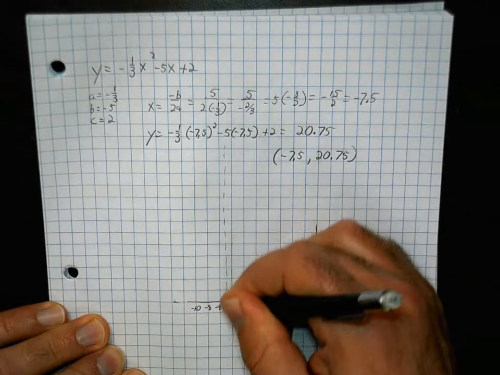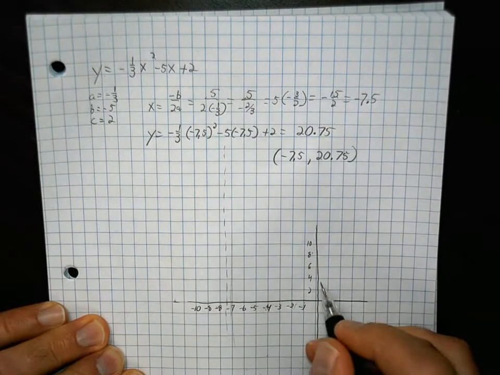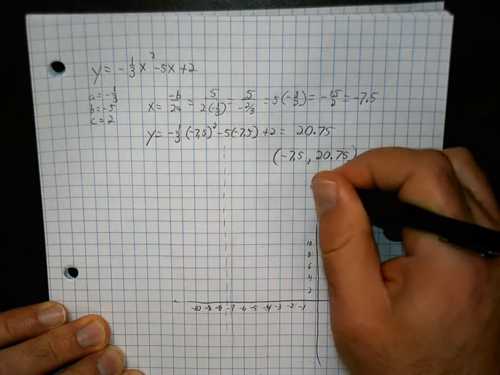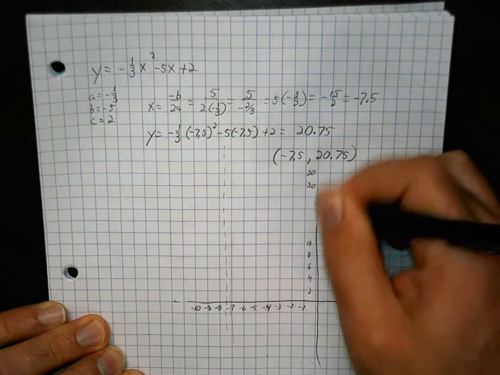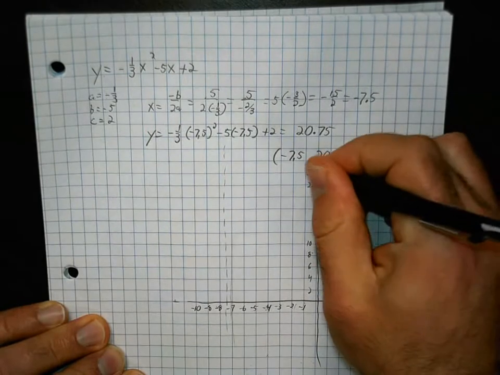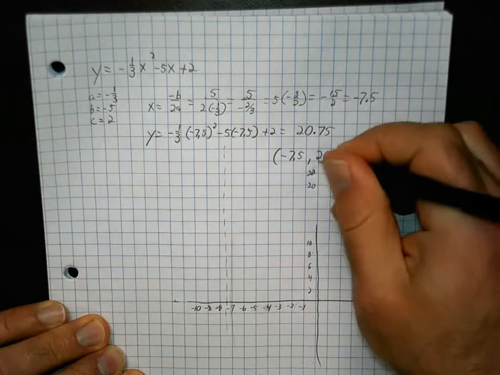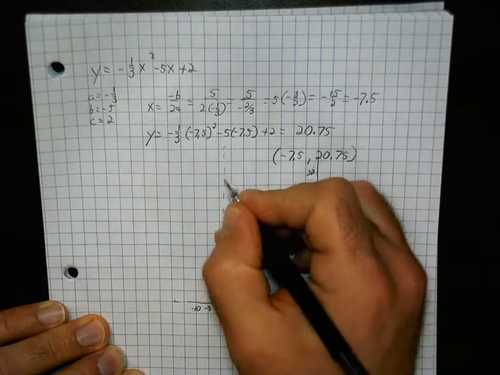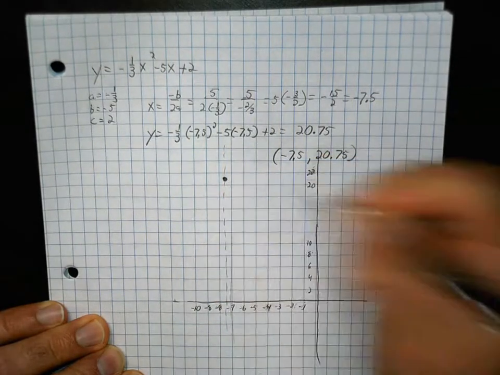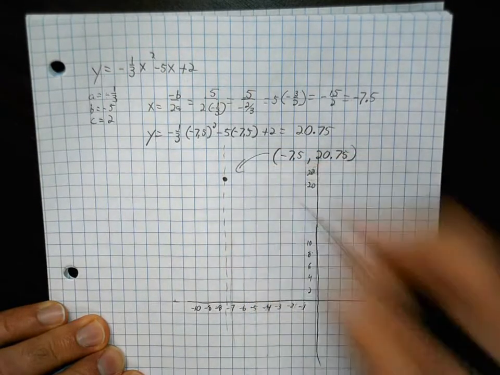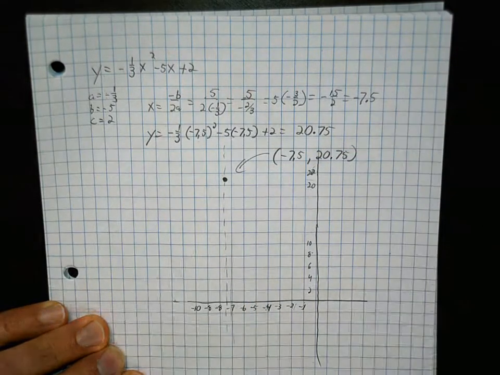I think I might be in trouble here because I got to go all the way up to 20. So here's 20. Here's 22. So 20.75 is way up here somewhere. So it's not as exact, so we better label that point. Well, I've got it labeled here. We know it opens down.